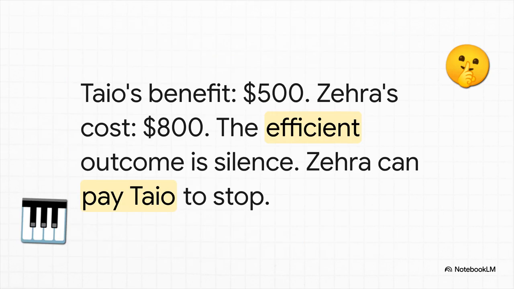Okay, that sounds abstract, so let's make it real. Imagine Tayo loves playing his piano. To him, that joy is worth $500. But his neighbor, Zara, can't stand it. For her, the noise is an $800 cost in lost peace and quiet. The efficient outcome here is for the piano to stop, right? The cost outweighs the benefit. So Zara can just go over and offer Tayo, say, $600 to stop playing. Tayo takes the deal, he's $100 better off, and Zara gets her quiet, which is worth more to her than the $600 she paid. Boom, problem solved, no government needed.